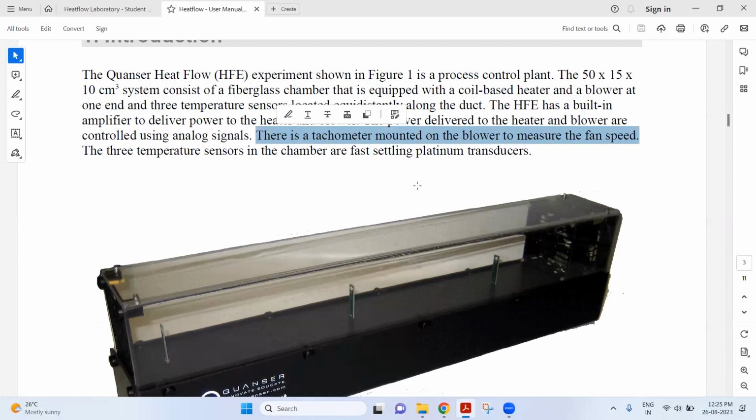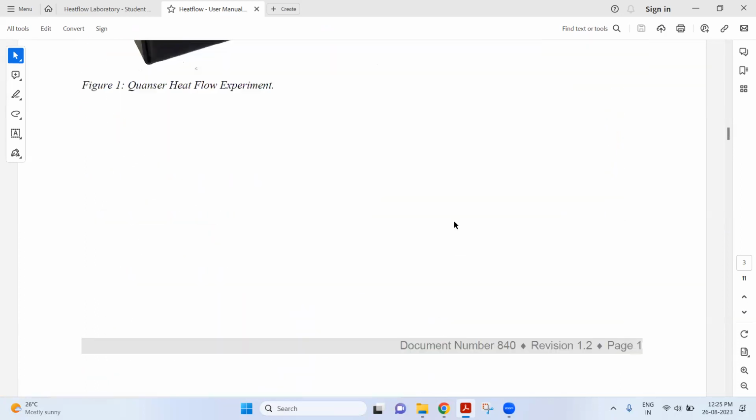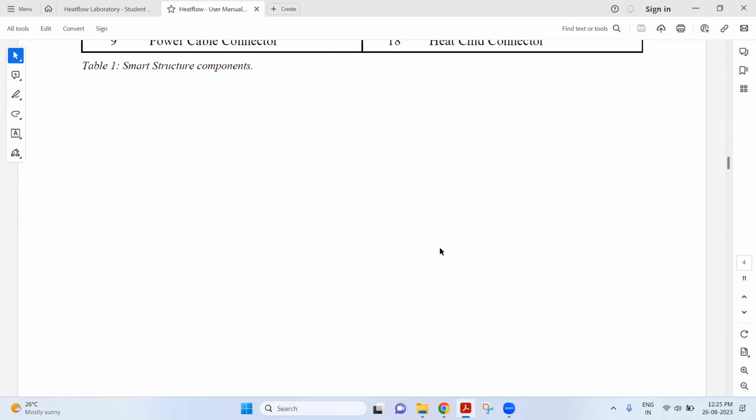Tachometer is like a light that will be passing, so that when the fan rotates, it will count how many rotations, then it will give us the reading. So this is all about the experimental setup.